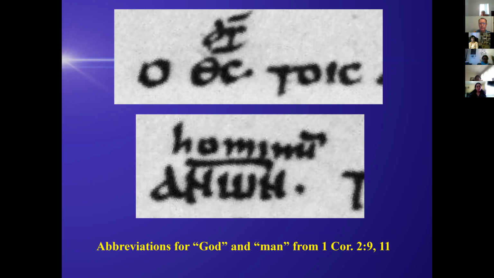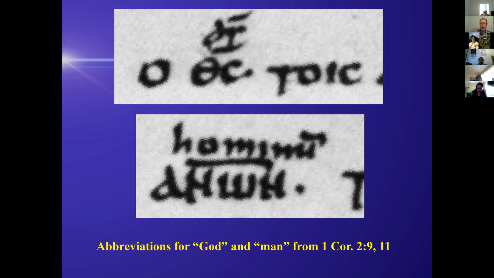The bottom one is anthropon, the word for man. Notice both of those have a line over the top that shows it's an abbreviation. Over anthropon, we have homonym, which is the Latin for man. So the first word is the word for God from 1 Corinthians 2:9. The second is the word for man from verse 11.